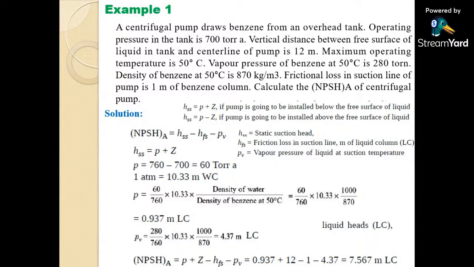Available pressure plus atmospheric pressure, then subtract the frictional head losses in the pump, and also subtract the vapor pressure of the liquid, because we know the definition of the boiling point. So if this vapor pressure exceeds the atmospheric pressure, then the liquid will be in a boiling state. So when the atmospheric pressure or system pressure becomes equal to the vapor pressure, the liquid will boil, and that temperature is known as the boiling point temperature.